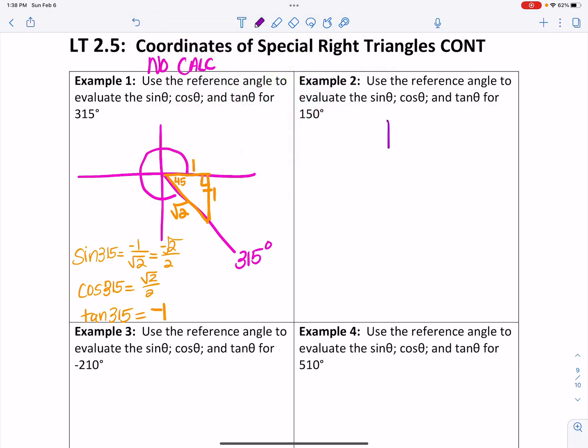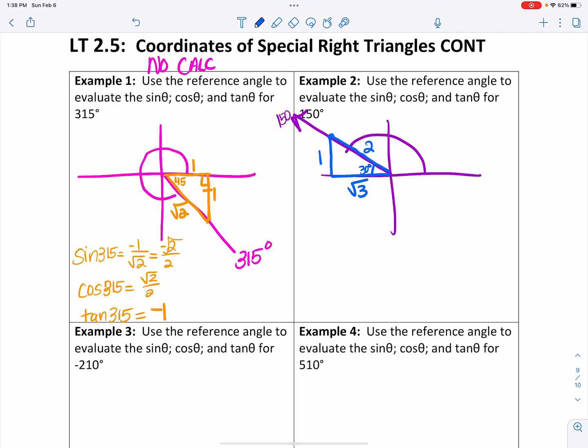Okay, so on the next one, I have 150 degrees. So that means if this line is 150, that means that this angle is 30 degrees. And if I make a triangle here, then I could make my short leg 1, which would make my hypotenuse 2, and would make this the square root of 3. But it is going back, so wouldn't this be a negative?